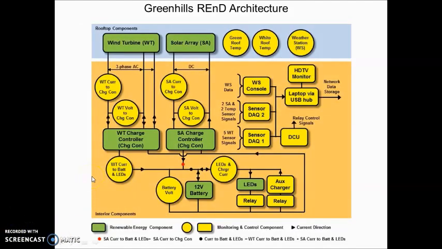This slide shows the architecture of the Greenhills Renewable Energy dashboard components. The green boxes show the components that are fundamental to the collection of energy from a wind turbine and the solar array. That power goes through the respective charge controllers of the 2 devices. They then charge the 12-volt battery. We have the LED lights that we can turn on and off via the relay here, and that process is controlled by the software that we'll talk about later. We also have the auxiliary charger that can be turned on and off, although, as I said before, we haven't really had to use that recently.